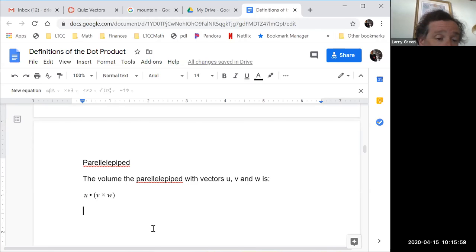And notice V cross W is a vector. So you're taking U dot a vector and you get a number, and that's good. Okay. And I believe actually it's a little more than that. It's the absolute value of that, because it has to be a positive number.